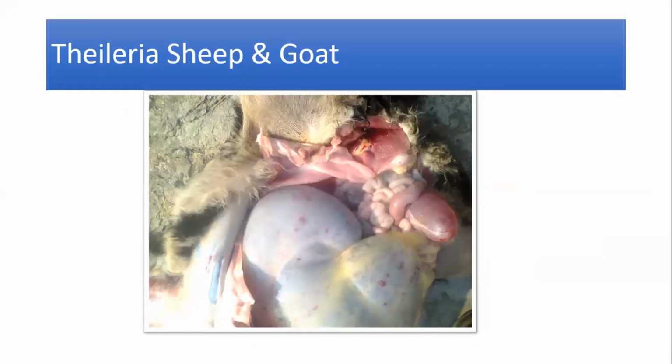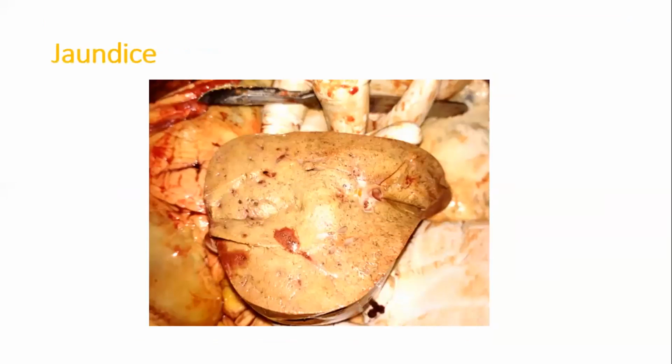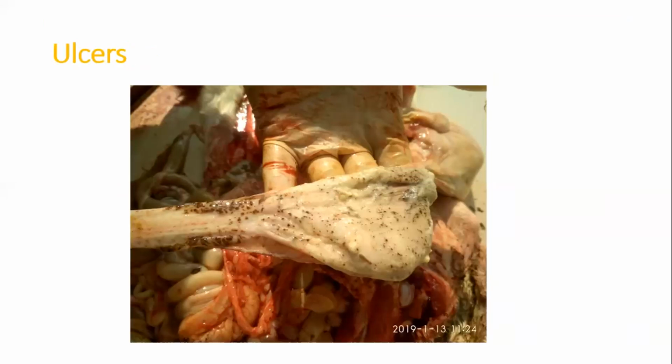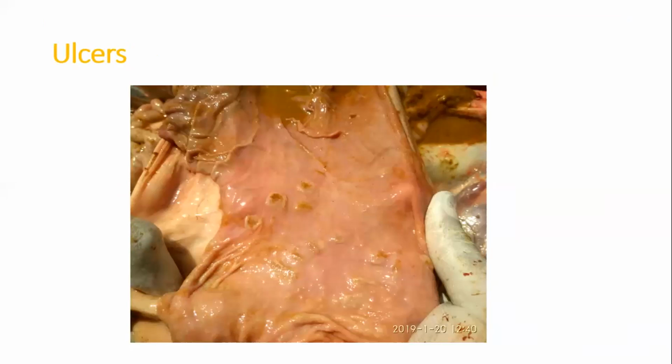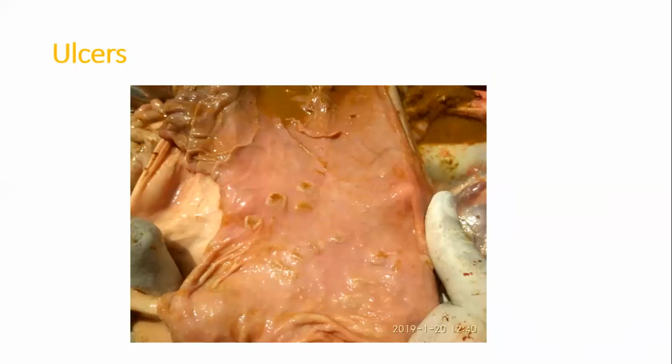Then you can see sometimes there is ulceration from the outside also, ulceration in the abomasum, ulceration in the rumen also. Then icteric is there, jaundice is there. Then the liver will show multifocal necrosis and yellow discoloration. Then abomasal ulcers are there. Then the punch type of ulcers. So in both cases, punch type of ulcer as well as abomasal ulcers can be observed.